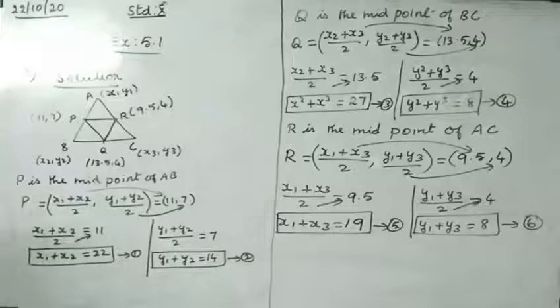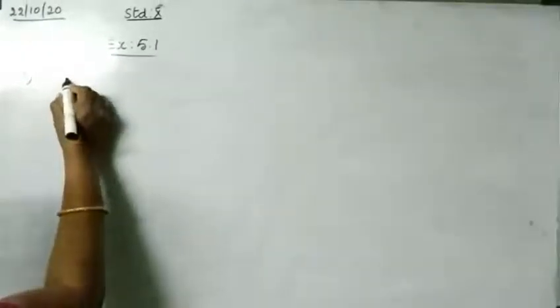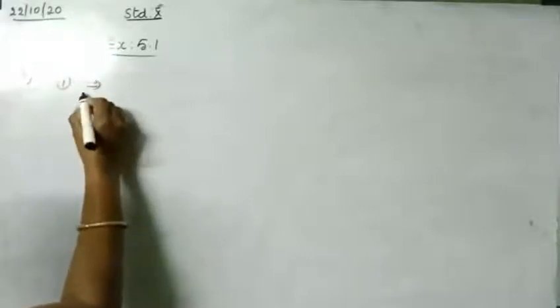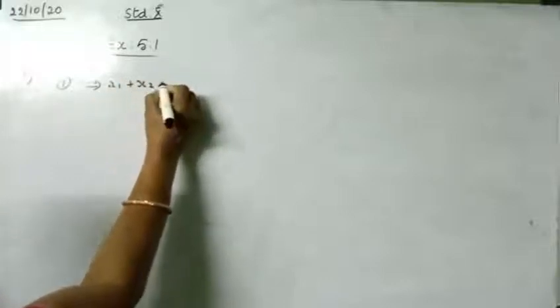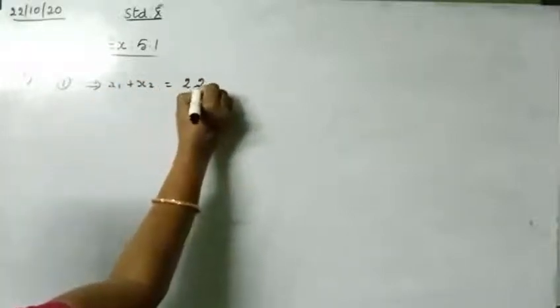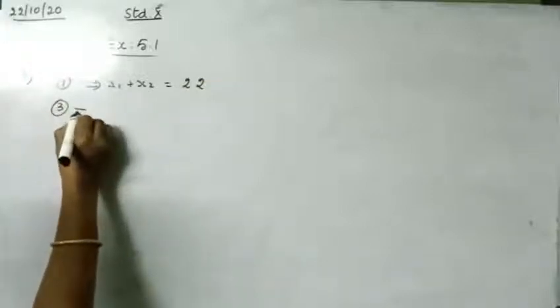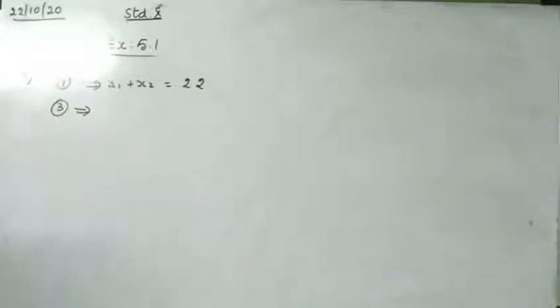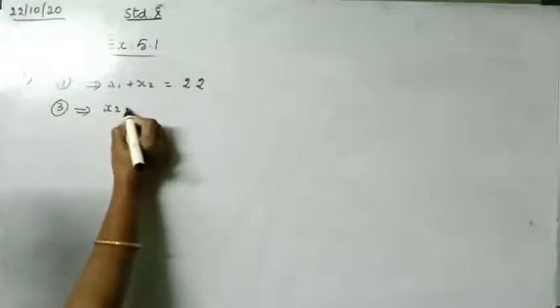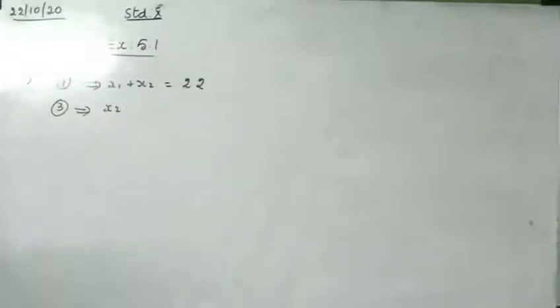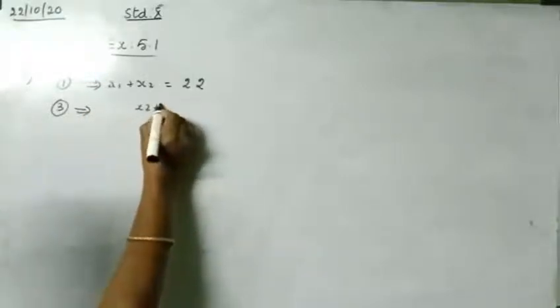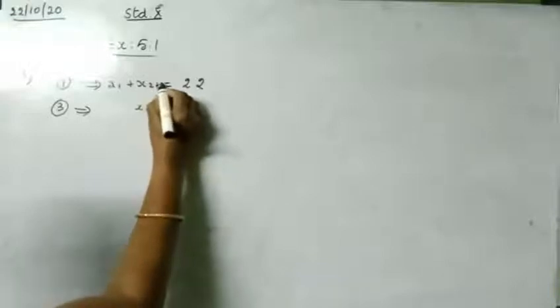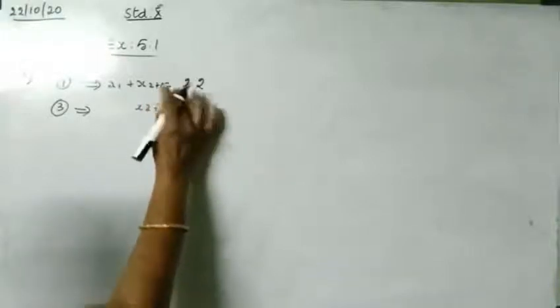Now let us solve these equations by using the elimination method. Now take the first equation. So what is the first equation? It is x1 plus x2 is equal to 22. Then take the third equation. Third equation is x2 plus x3. So write x2 terms here, x3 plus x3. So here no x3 term, so add 0. So which is equal to?